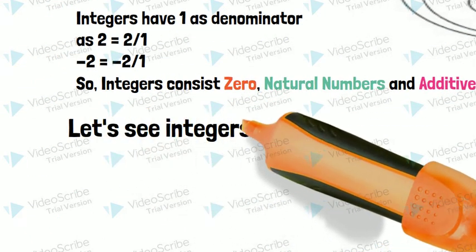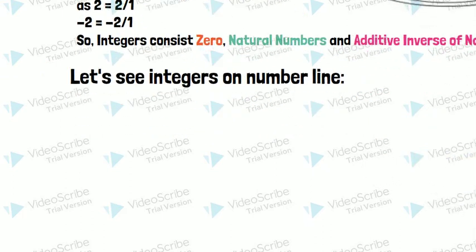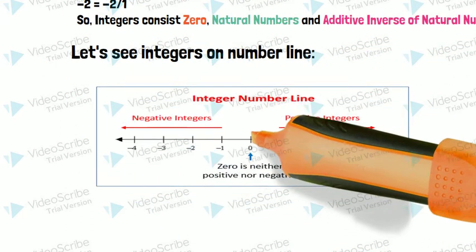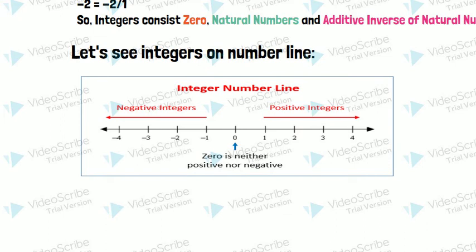Let's see it on number line now. You can see 0 is at middle. So 0 is neither positive nor negative. Negative numbers towards the left side and positive numbers towards the right side.